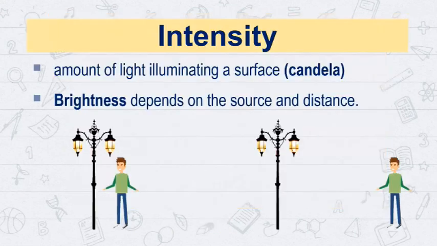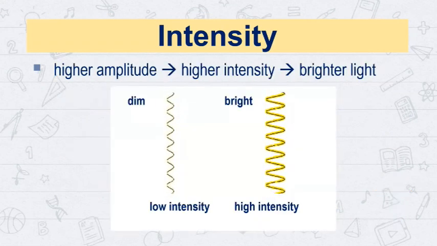Another characteristic of light is intensity. It is the amount of light illuminating a surface. Its unit is candela. Take note that brightness depends on the source and distance. The closer you are to the source, the brighter it is. The farther you are, the dimmer it is. In addition, when we look at the wave's amplitude, higher amplitude means higher intensity, which then means brighter light. Can you follow? Good.